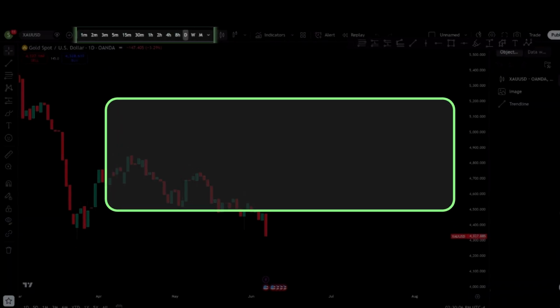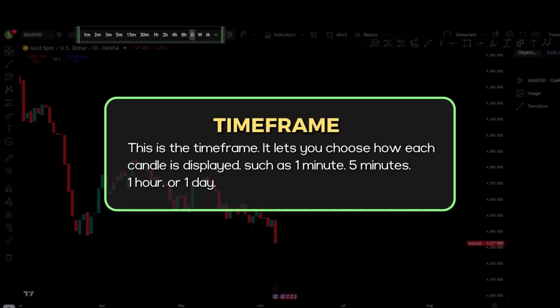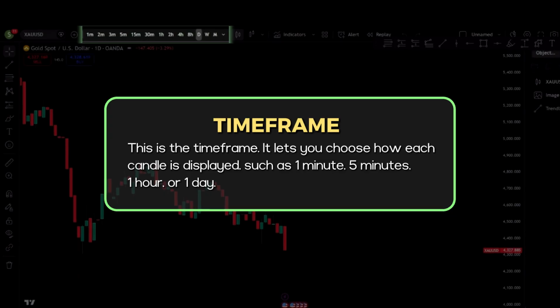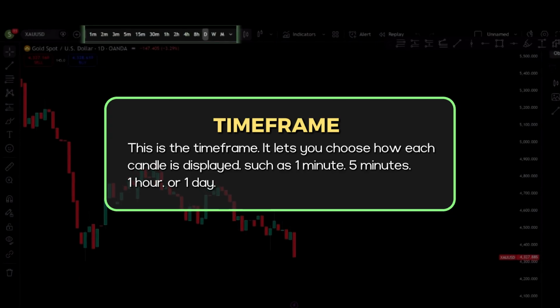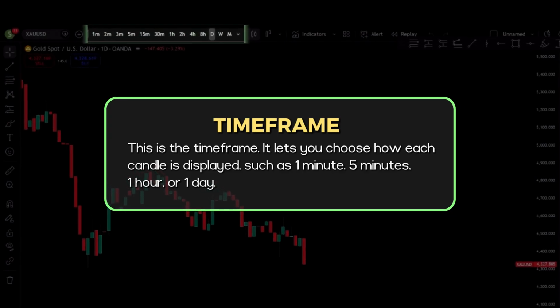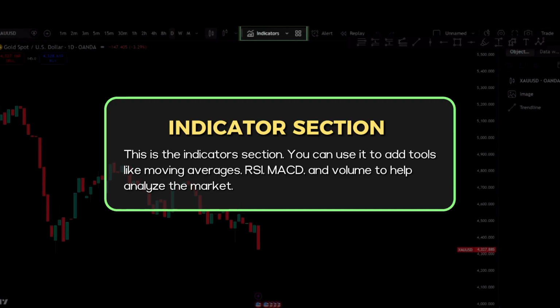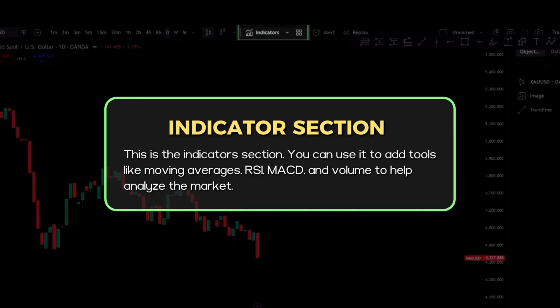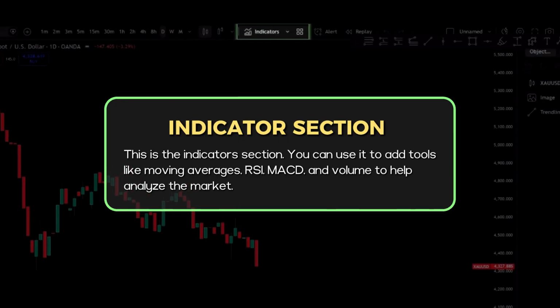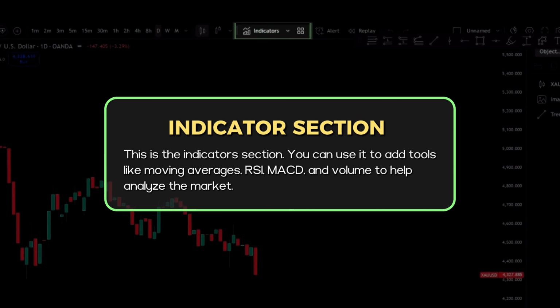This is the time frame section. Here, you can choose whether each candle shows 1 minute, 5 minutes, 1 hour, or 1 day of price movement. This is the indicators section. Here, you can add tools like moving average, RSI, MACD, or volume to support your market analysis.